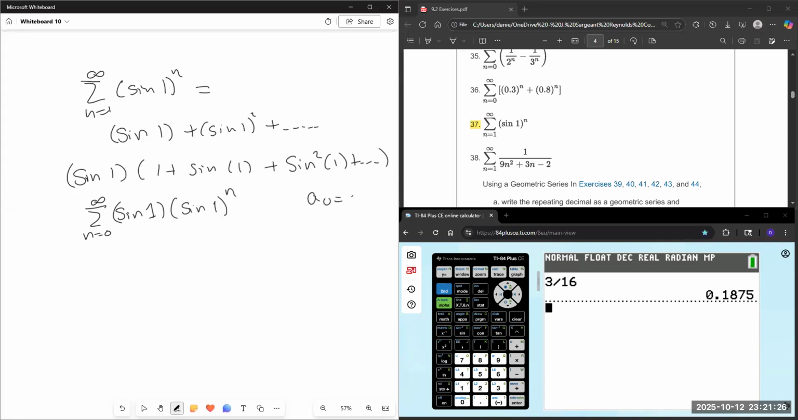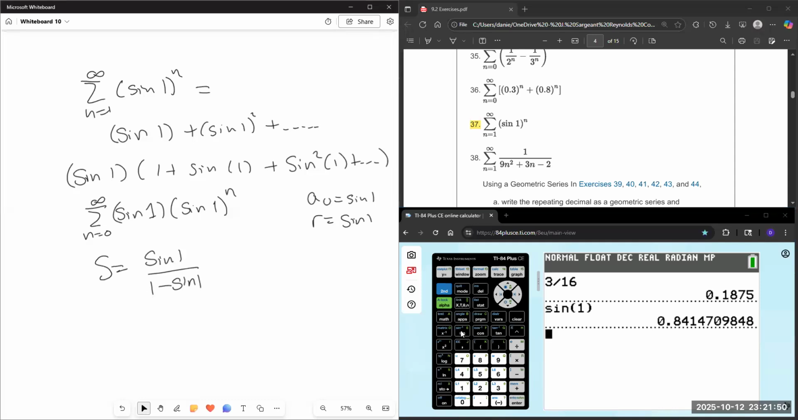So my a sub 0 is sine of 1, and my r is equal to sine of 1. And just confirm with your calculator that sine of 1 is between 0 and 1. It is. So s is going to be sine of 1 over 1 minus sine of 1. We can't really do anything about that, but let's just estimate it here. Sine of 1 divided by 1 minus sine of 1 is approximately 5.3080.